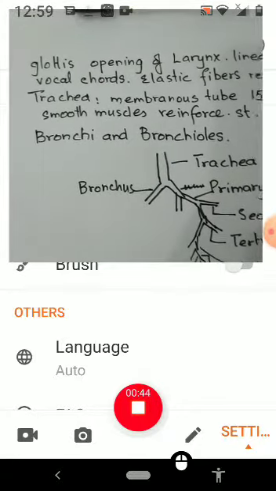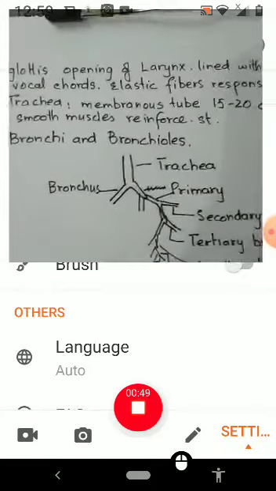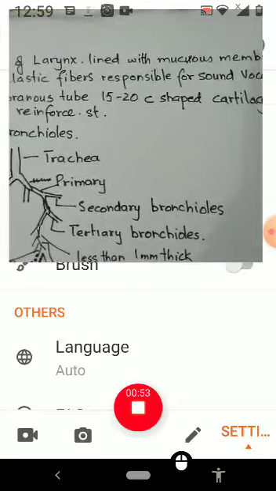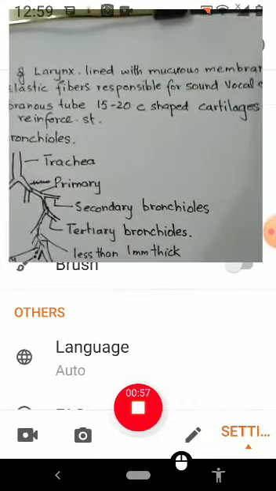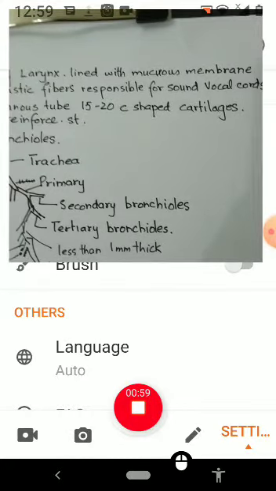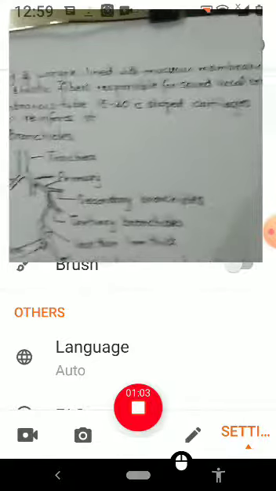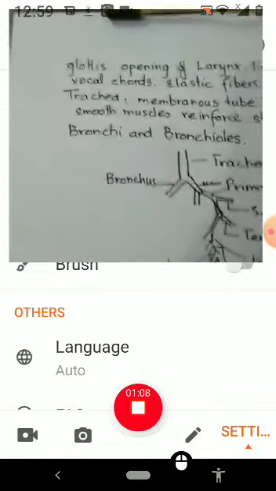The vocal cords which are present in the larynx are elastic fibers. When their muscles are stretched and air passes over them, they start to vibrate and produce sound. So these elastic fibers are also referred to as vocal cords.